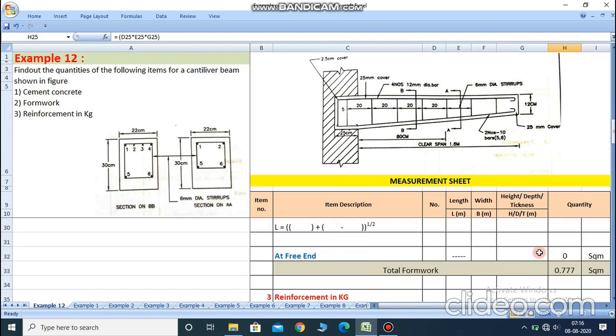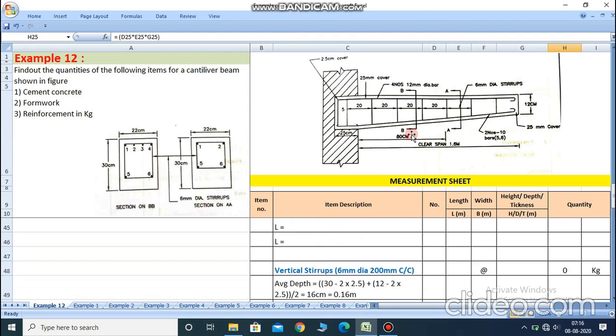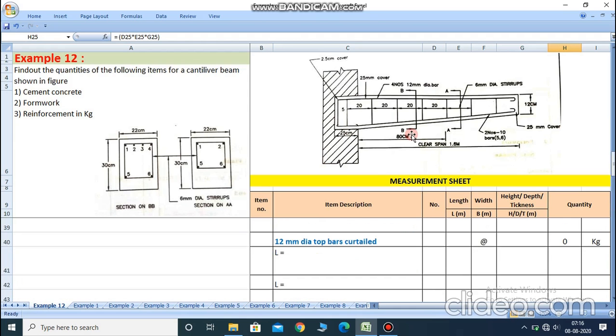Now we start the bottom plank. For the bottom plank, a slope is provided. Now we take a simple calculation.